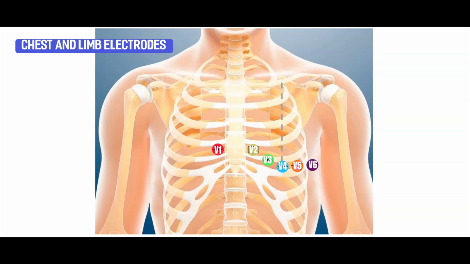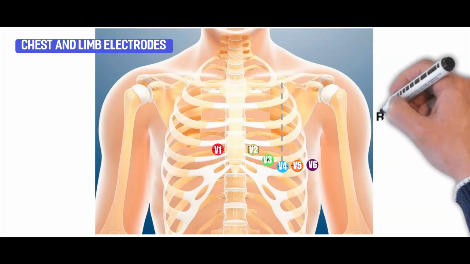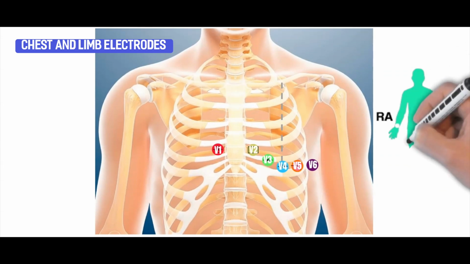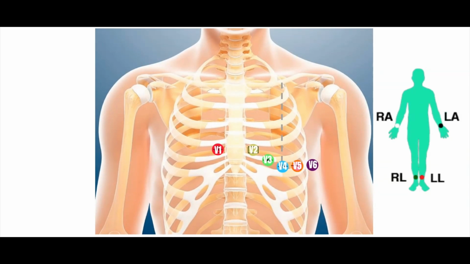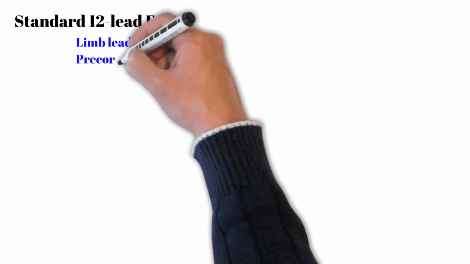Okay. The limb electrodes are right arm, left arm, left leg, right leg. Therefore, they are placed on the same corresponding extremities. The standard ECG has 12 leads. 6 of the leads are considered limb leads because they are placed on the arms and legs of an individual. The other 6 leads are considered precordial leads because they are placed on the torso or precordium of an individual.